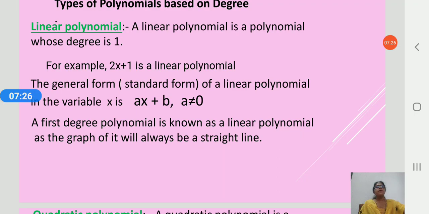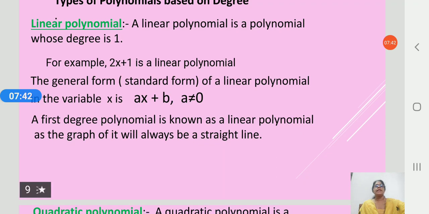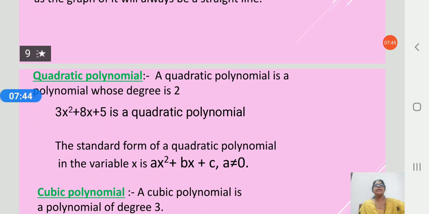A first degree polynomial is also known as a linear polynomial, as the graph of it will always be a straight line. The graph of the linear polynomial you studied in 9th class. You know the graph of a linear polynomial is always a straight line. Hence the name linear.